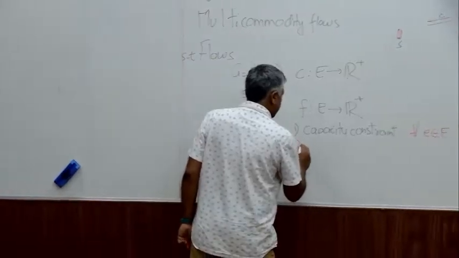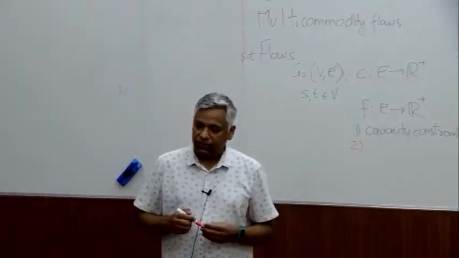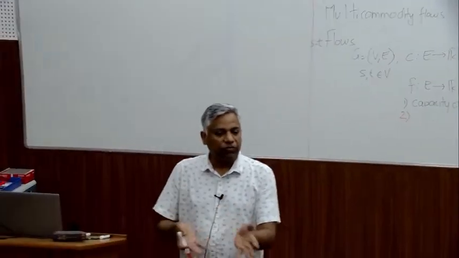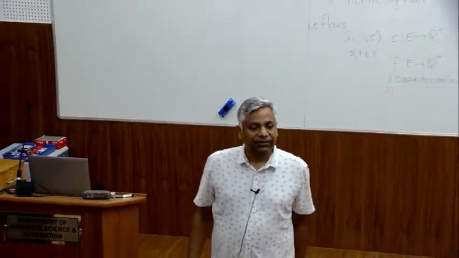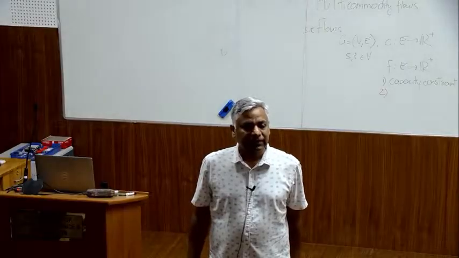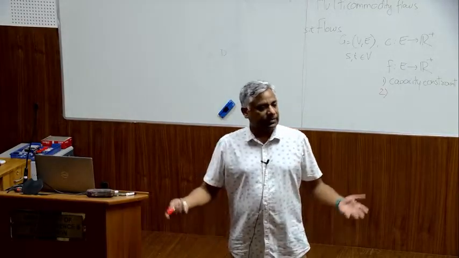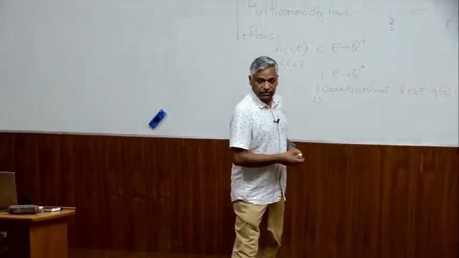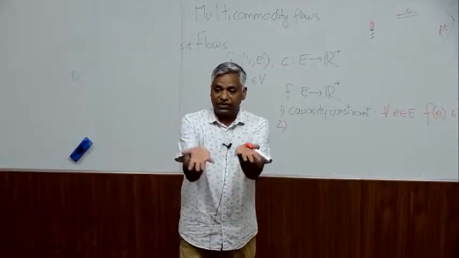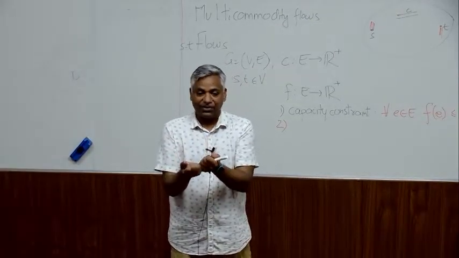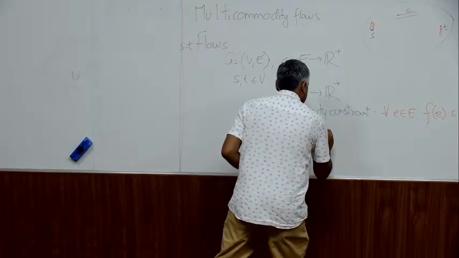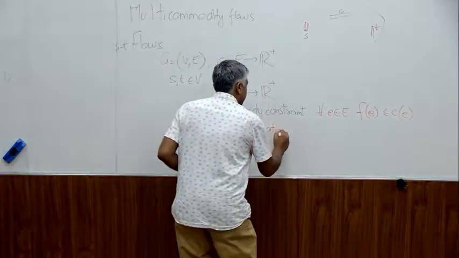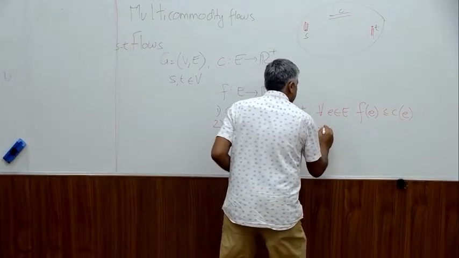What do you think the second constraint should be? Can I just give any value of flows to the edges? No? Why not? Flow coming inside a vertex should also be the same as going out. So there should be some kind of conservation, otherwise it will not make sense. Cars will get generated at intersections, and you don't want that to happen. Conservation: so for all vertices other than S and T.